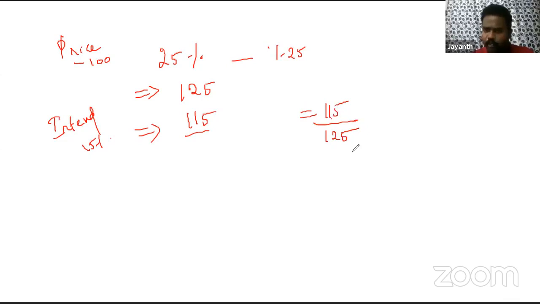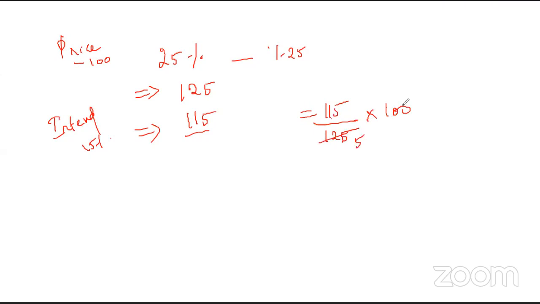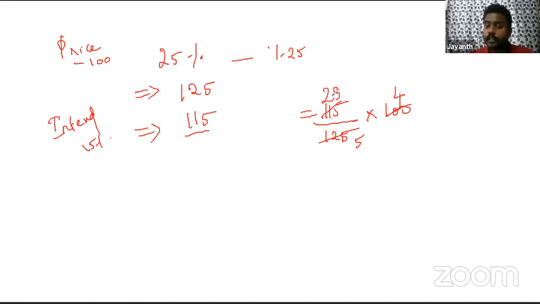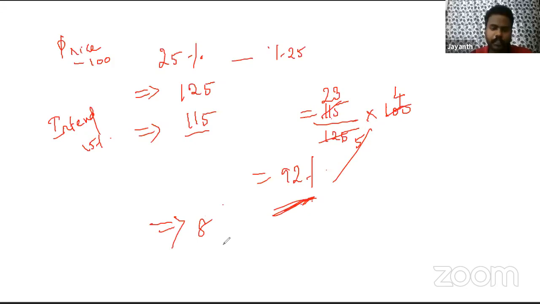115 is what to 125? You have to find the percentage. So into 100, which is 5 times... 92%. Yes, which is 5 times, which is 4 times, and this is 23 times in 5 times. So 23 fours are 92%. So only 92% alone you are able to buy. So it means that you have to reduce 8% of the quantity. 115 is what to 125 means 92%. So 92%, total is 100. So 100 minus 92 is nothing but 8% will be the reduction in the quantity.